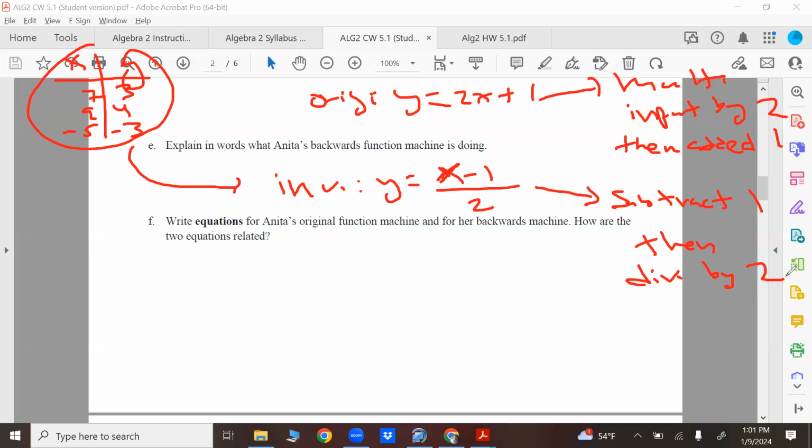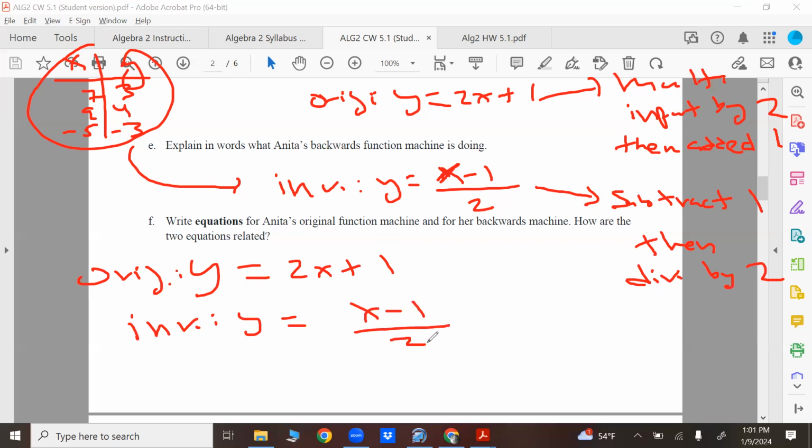So originally, again, we multiply by 2 and add 1. That makes sense. When you do the inverse, you don't just do the inverse operations, you switch the order as well. So the equations we have now, right? Y equals 2x plus 1, that's the original. The inverse was this: y equals x minus 1 over 2.